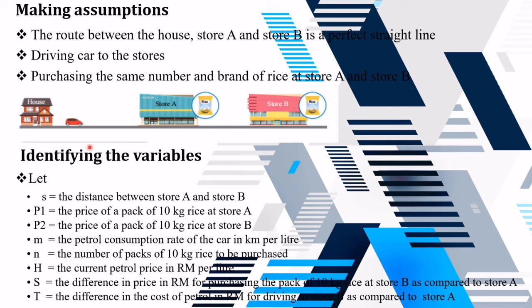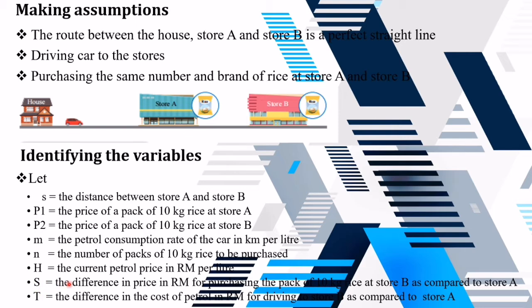The third part, we need to identify the variables. In this part, we need to use some symbols or alphabets to represent the variables in the question. Let S represent the distance between store A and store B. P1 and P2 represent the price of a pack of 10 kg rice at store A and store B respectively. M represents the petrol consumption rate of the car in km per liter. N represents the number of packs of 10 kg rice to be purchased. H represents the current petrol price in ringgit per liter.